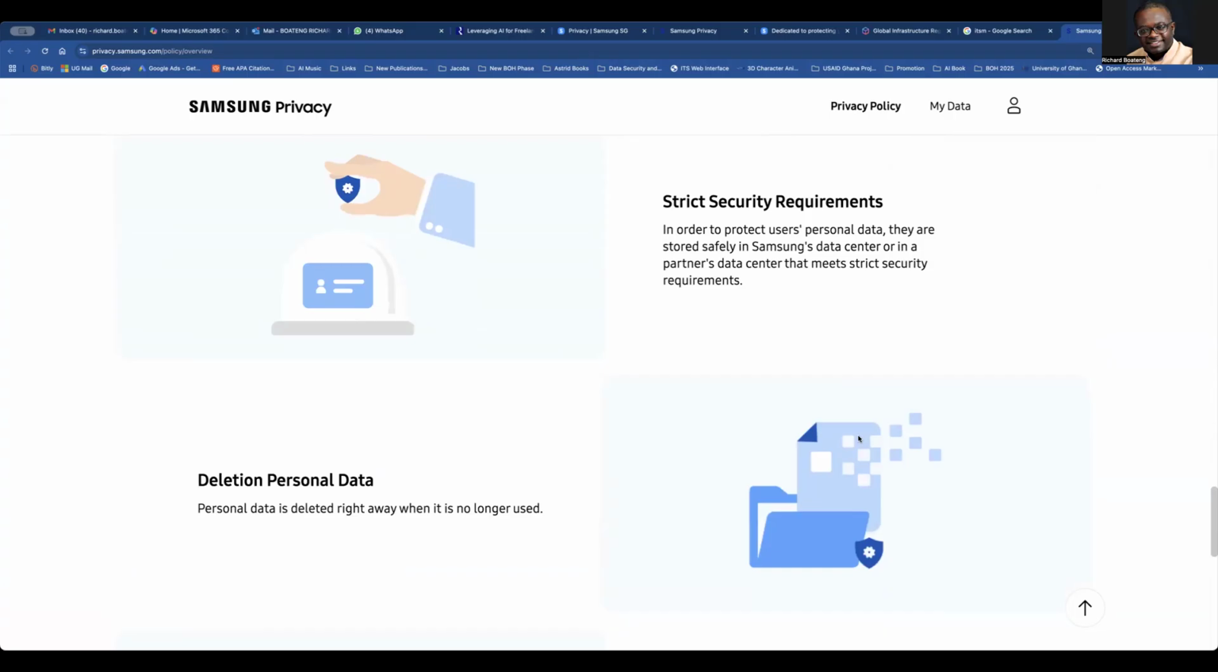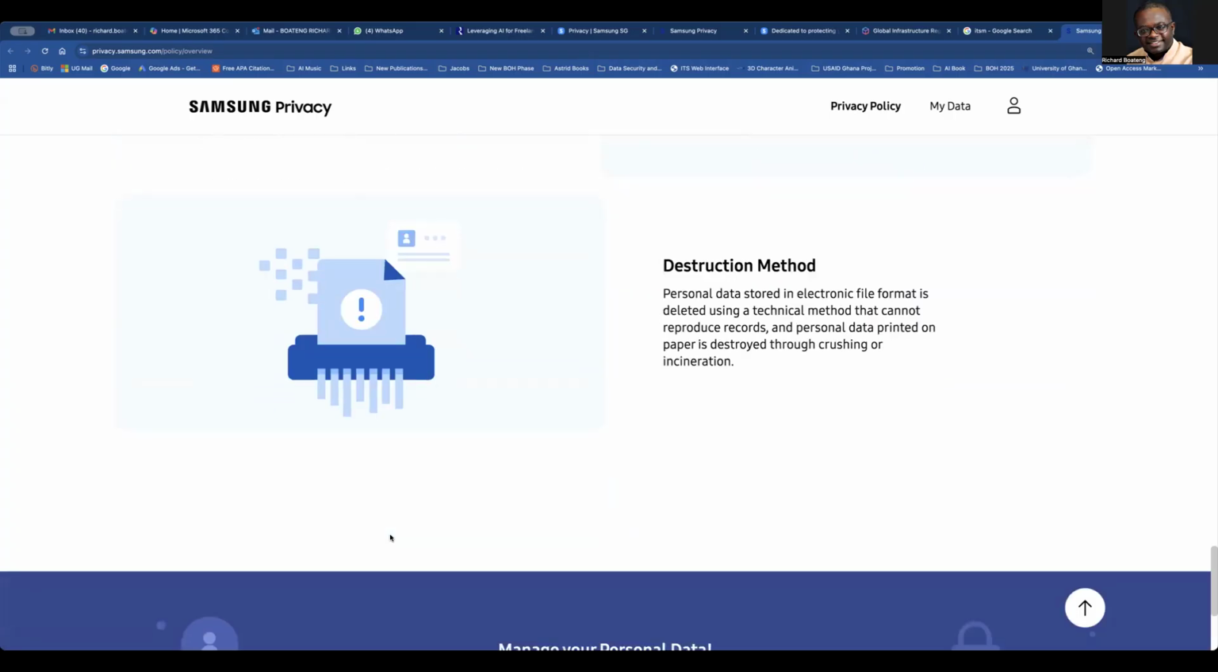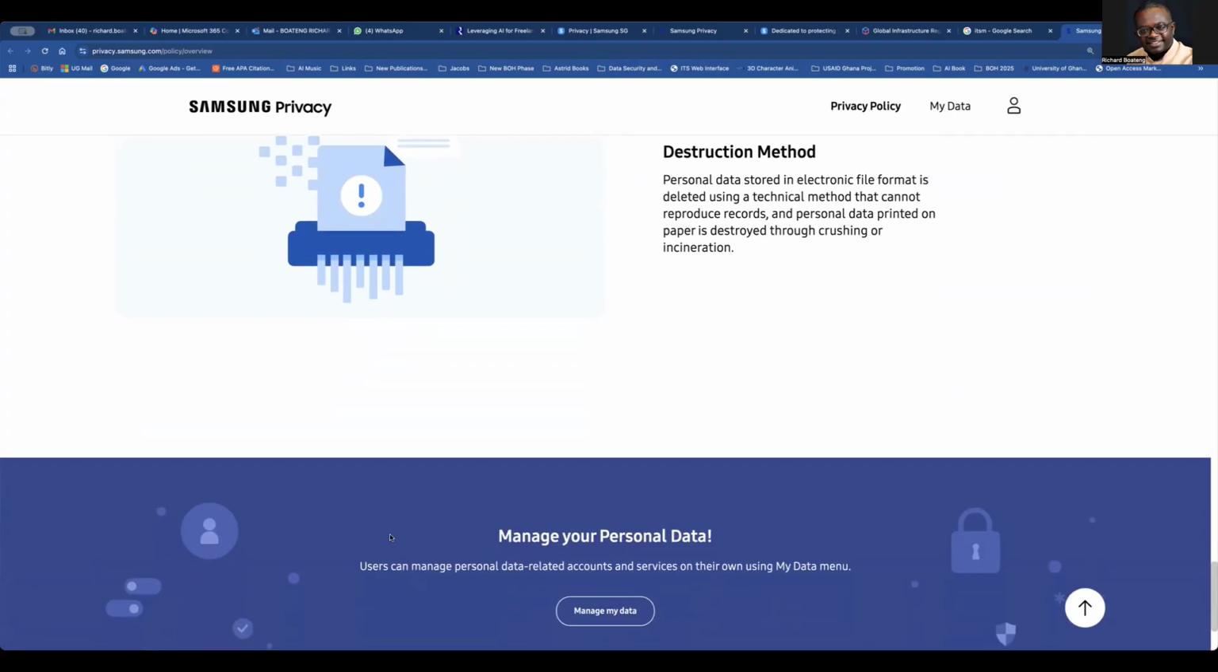How do we delete your data? In order to protect your personal data, it is stored safely in the Samsung data center. Okay, this one I'll come back to. Or in a partner data center, which means strict security requirements. Delete your personal data: personal data is deleted right away when it's no longer in use. Then destruction method: what method will you use to destroy the data?